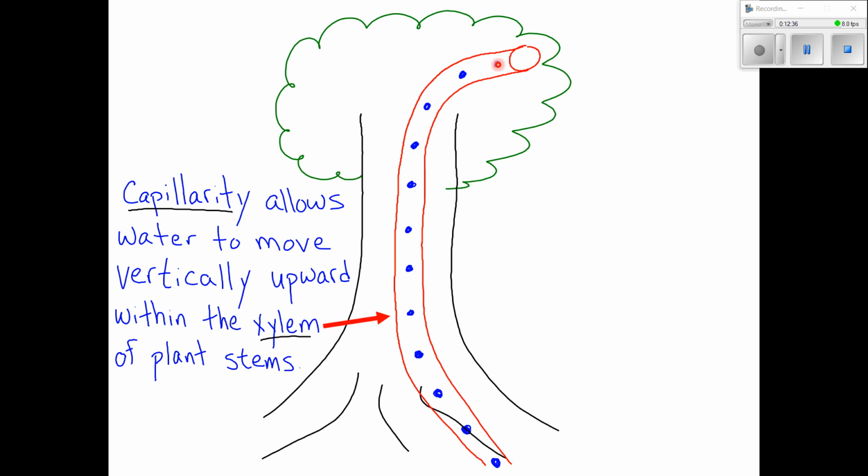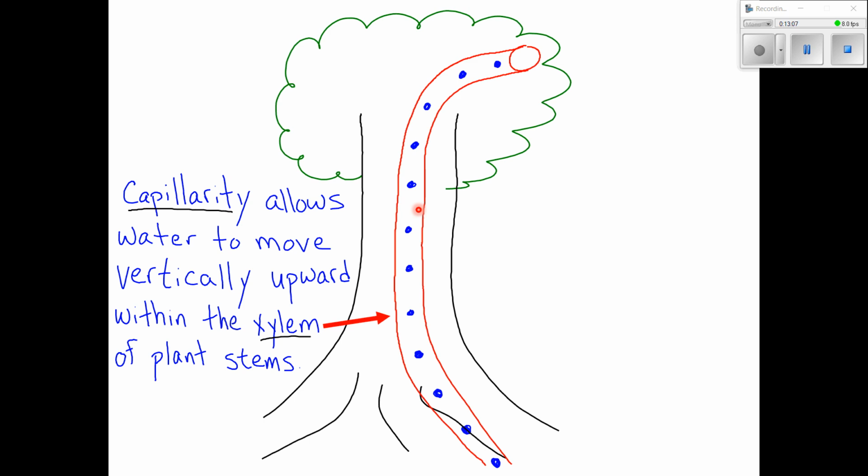Well, think about it. If this water molecule evaporates and moves out into the atmosphere, what's that going to do to the next water molecule? It's going to pull it up. And if that one gets pulled up, what's going to happen to the one behind it? It's going to get pulled up. And the next one's going to get pulled up. And they're going to get pulled in a row upward because of that evaporative water loss at the top.